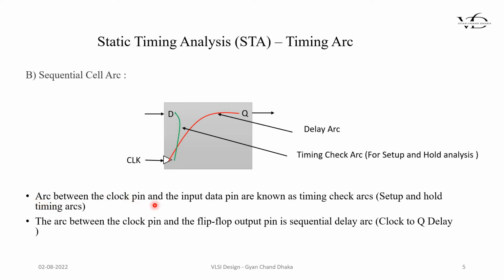So if you see here, the arcs between the clock pin and the input data pin are known as timing check arcs, because the information present in these arcs is used while doing the setup and hold analysis. And the arc between the clock pin and the flip-flop output pin is the sequential delay arc. This arc is used to calculate the delay information of that particular path. For example, in one path we have this flip-flop present. How will we calculate the delay for that flip-flop? The delay for that flip-flop comes from the clock to Q delay arc. Hope this is clear.